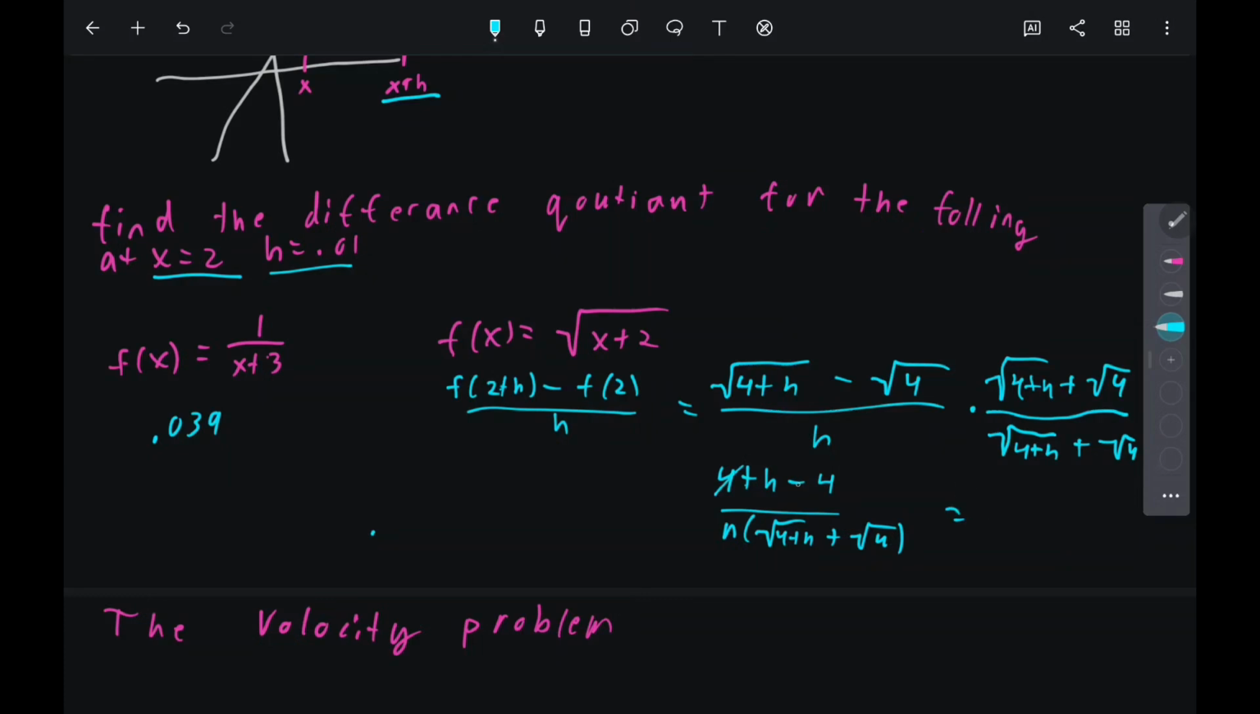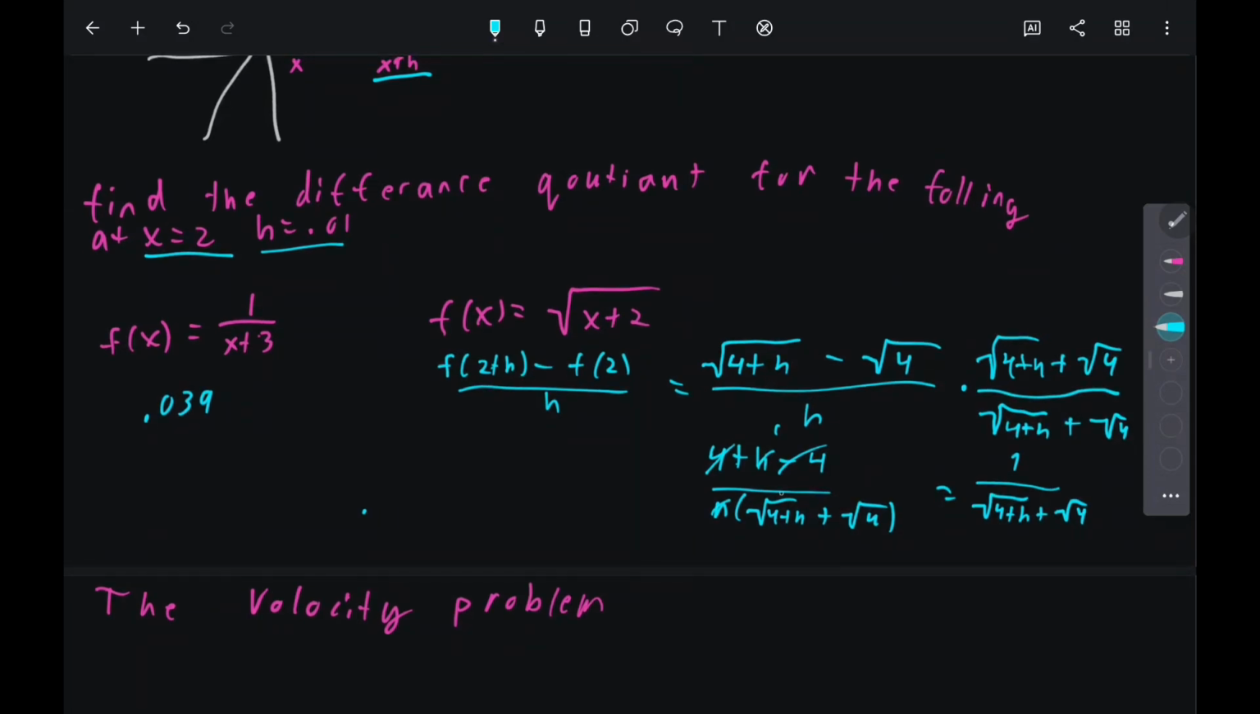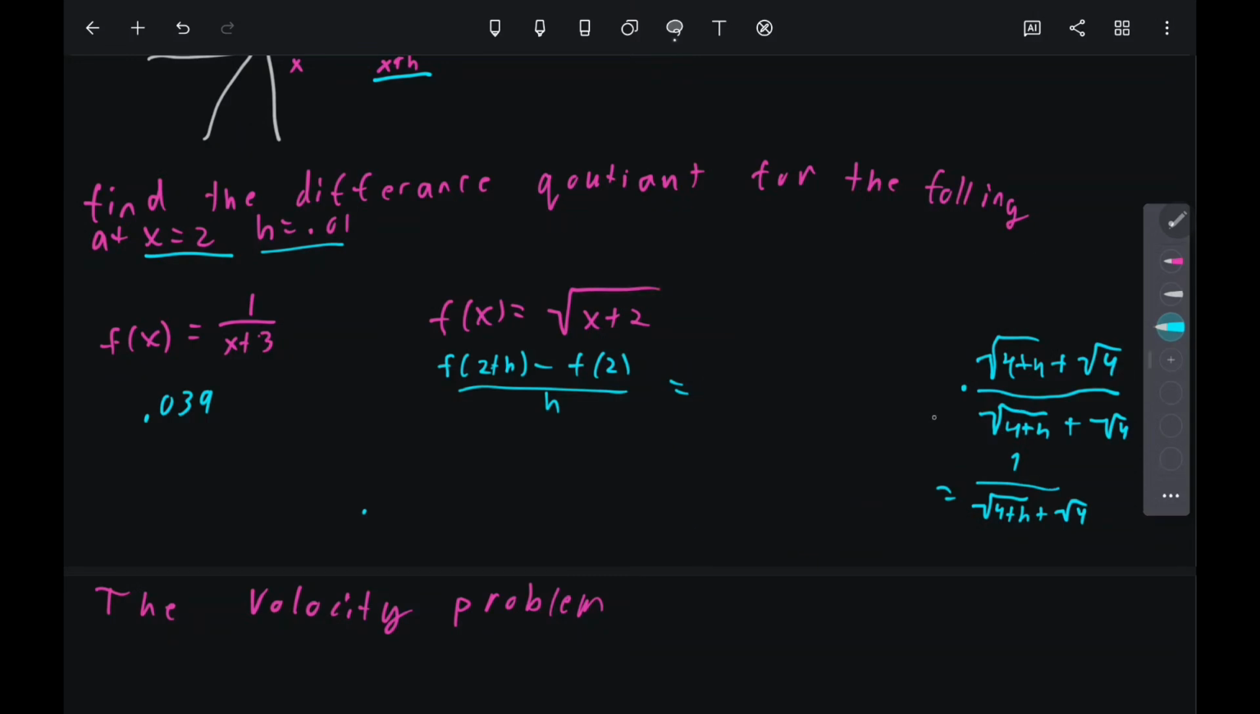The 4's here are going to cancel. These h's are going to cancel, leaving a 1. So all we are really left with here is a 1 over the square root of 4 plus h plus square root of 4. Alright, I'm going to delete some of my past work here, make it a bit easier to move forward.